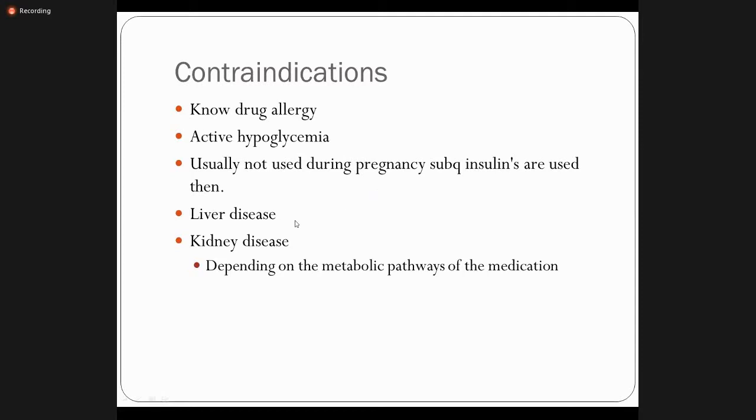Liver disease, kidney disease, and depending on the metabolic pathways of the medication, right? If the drug is extensively metabolized in the liver, it must be avoided in liver disease. And if the drug is mainly excreted through the kidneys, then in kidney failure, in a renal failure patient, we will have to be very, very careful to start therapy with a drug that is actively excreted from the kidneys.